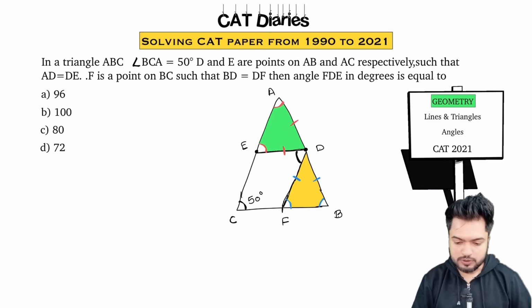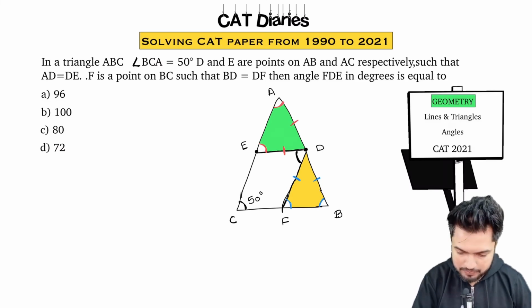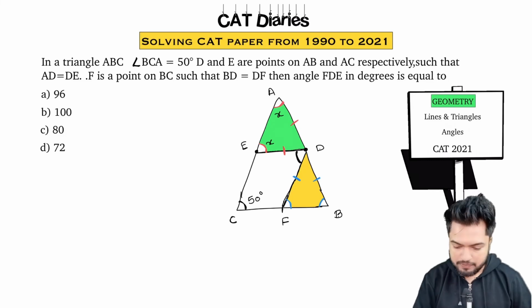Okay, that is my question. So how will I start with this? Okay, so first of all, I know that if I call this X, this will become X. And if I call this Y, this will become Y. But if I see this triangle, which is triangle ABC, what do I say? The sum of the measures of the angles of a triangle is 180 degrees.